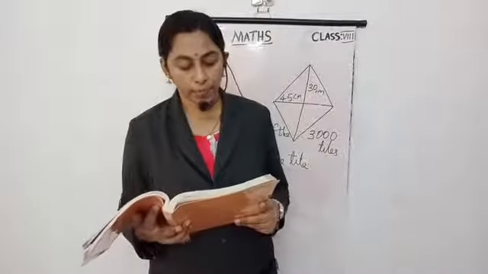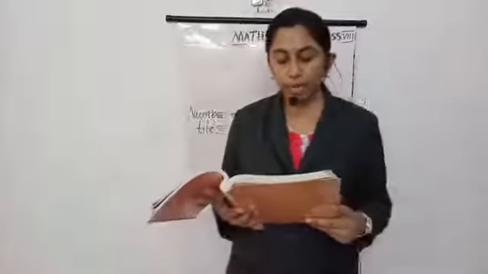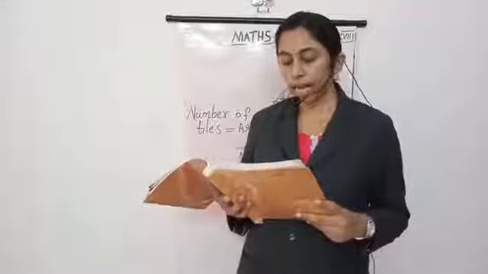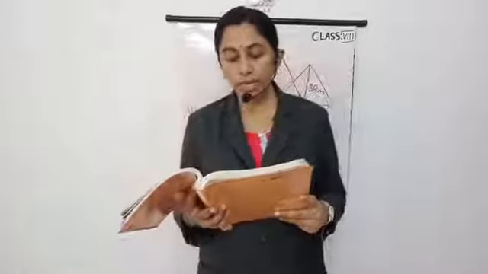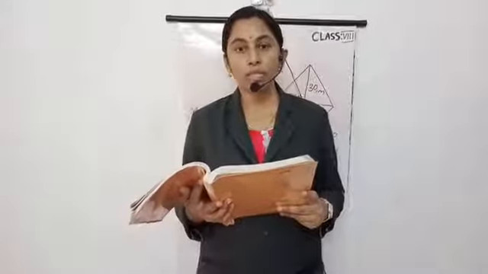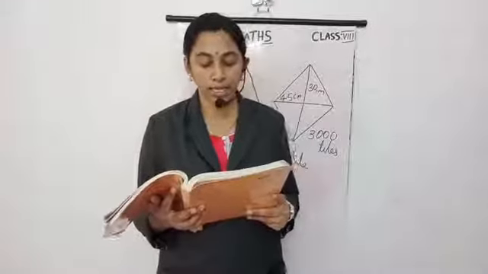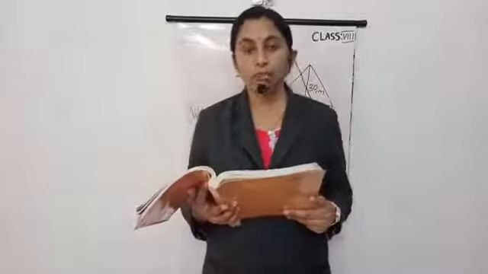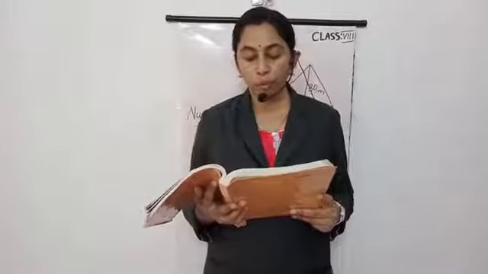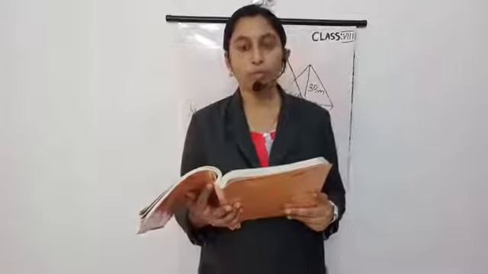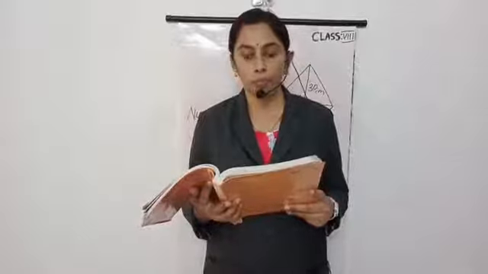Listen carefully. The floor of a building consists of 3000 tiles which are rhombus shaped and each of its diagonals are 45 cm and 30 cm in length. Find the total cost of polishing the floor if the cost per meter square is rupees 4.